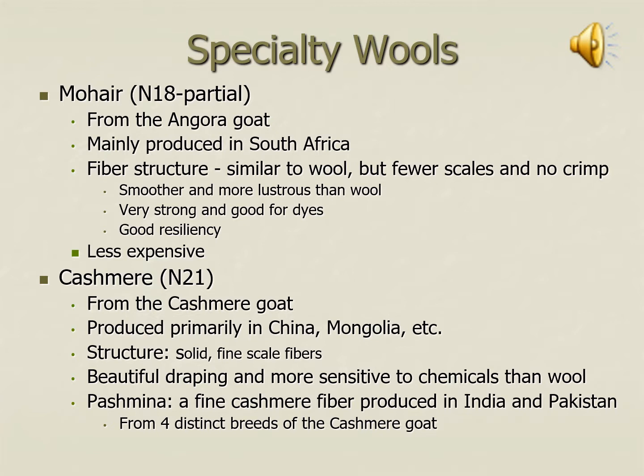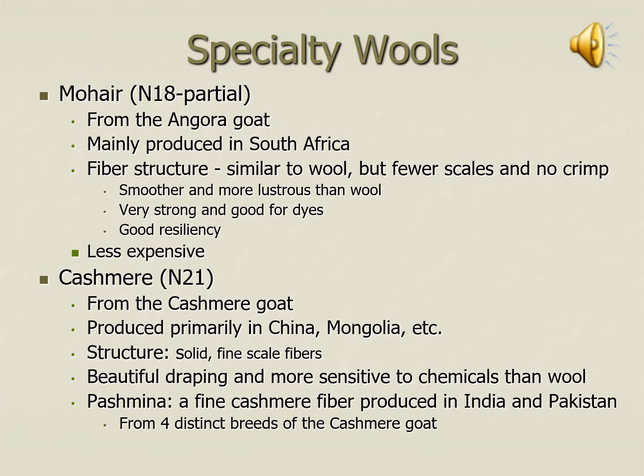Cashmere is the second one here, and you can find a sample of that under N21. There's a cashmere yarn there, and that's 100% cashmere. It comes from the cashmere goat, and it's produced primarily in China and Mongolia. The structure is pretty solid. It's a fine scale fiber. Cashmere is known for its draping ability, however it is more sensitive to chemicals than wool, so you tend to find cashmere sometimes in more natural colors.